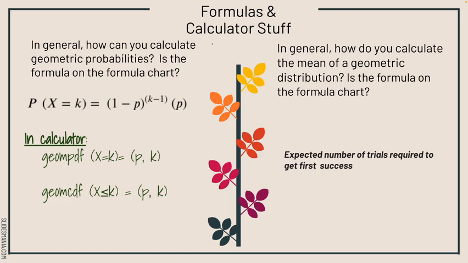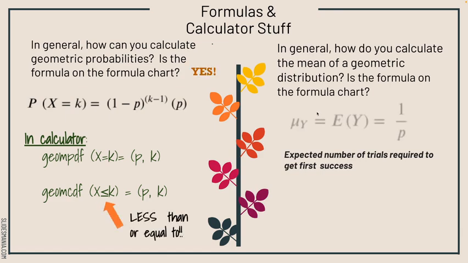So this is also on the formula chart. So it is expected value of y is just 1 over p, expected number of trials required to get first success. So yes, it is on the formula chart.